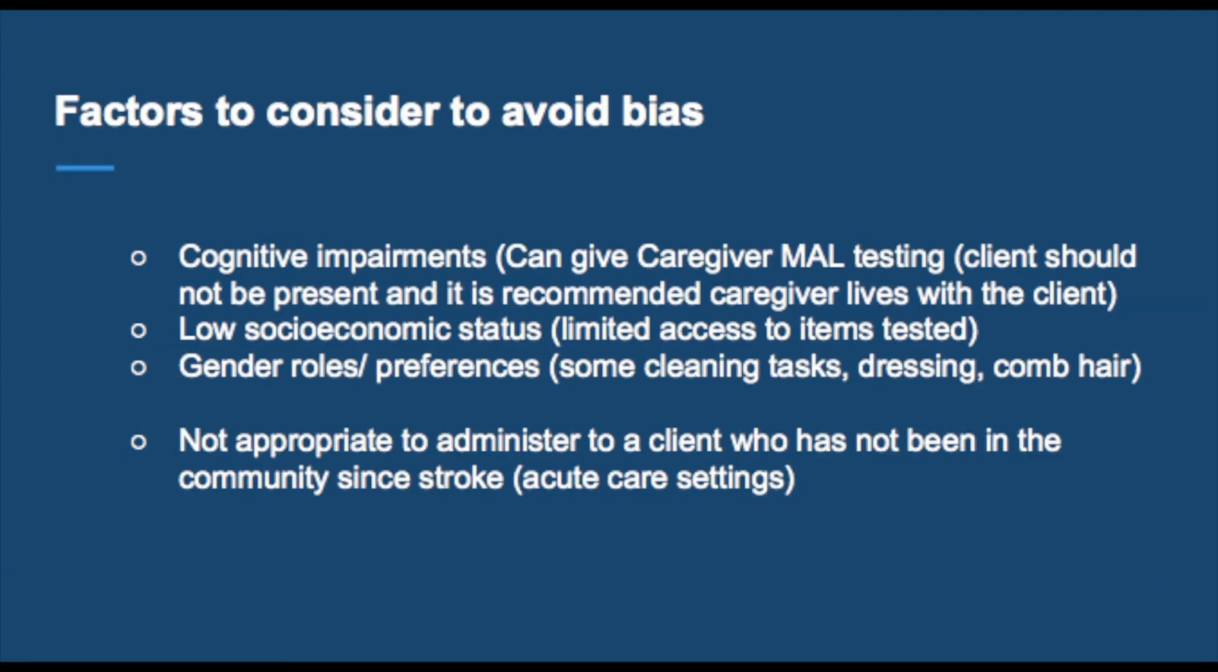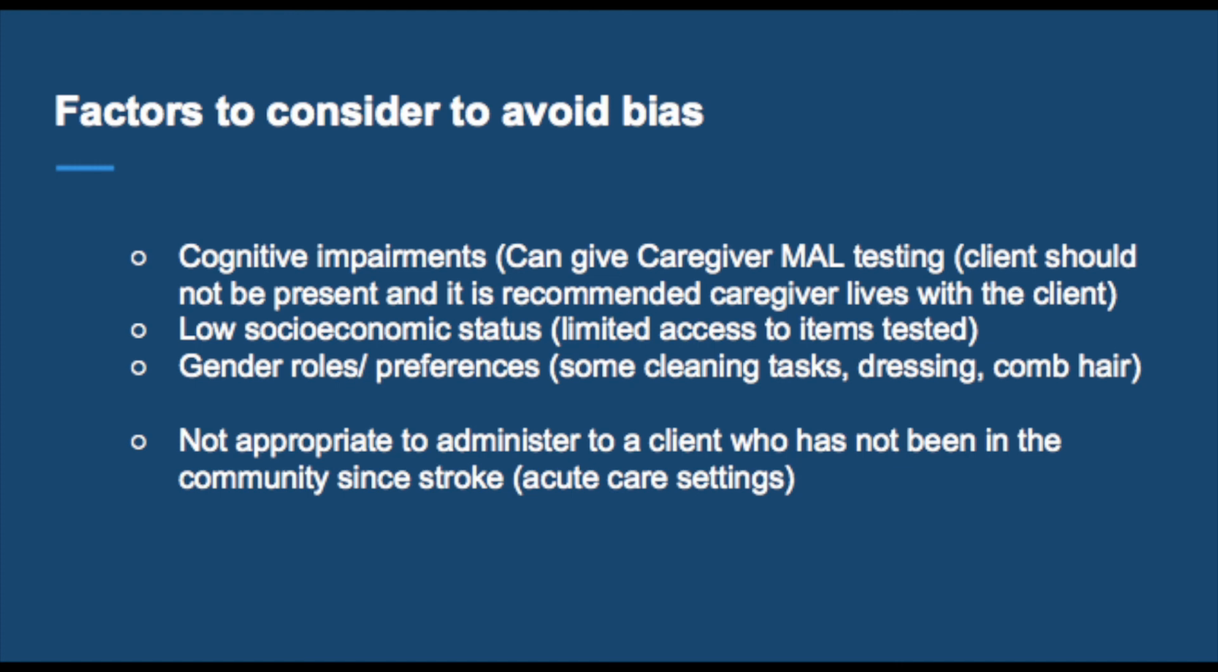So lastly, I'm just going to discuss some factors to consider to avoid bias. So we must consider if our client has a cognitive impairment. However, we can give the caregiver the motor activity log testing, and the client should not be present, and it is recommended that the caregiver lives with the client. Some other factors to consider include a low socioeconomic status, so they may have limited access to some of the items that are discussed, such as a refrigerator, getting in and out of a car, and various items such as that. Also, gender roles and preferences.